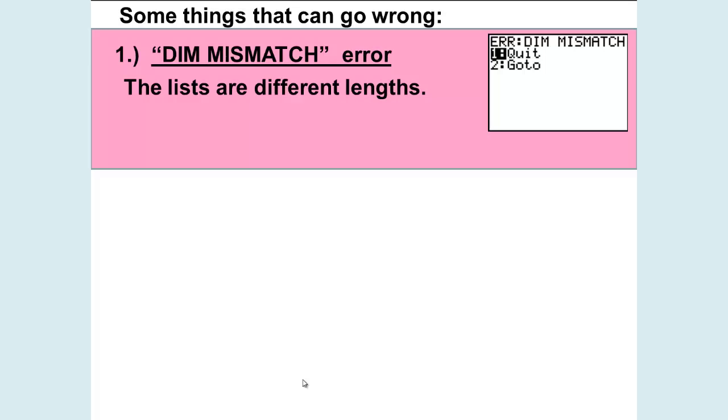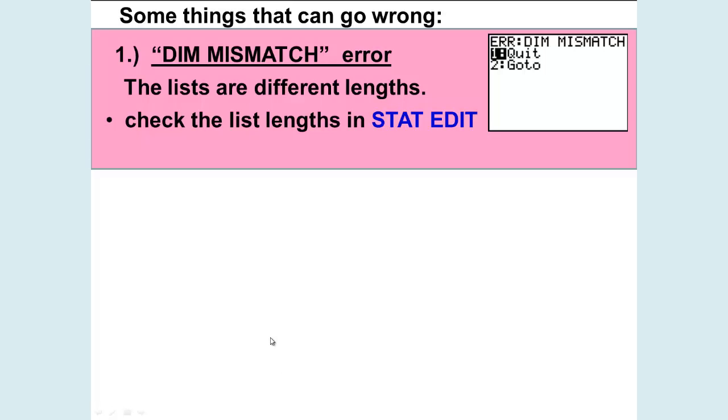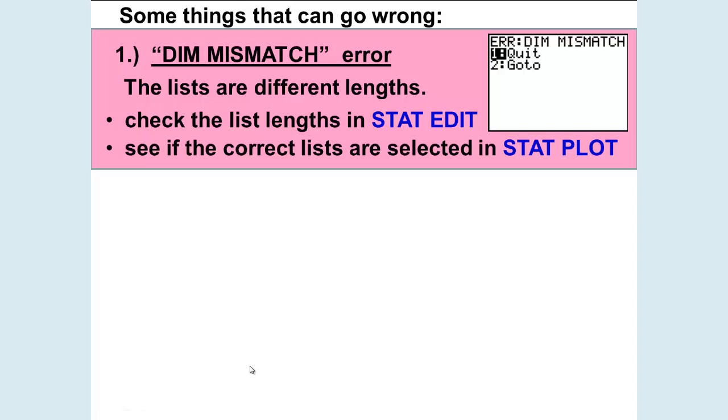One is that the lists are different lengths, and so when you see that, go and check your list under Stat and Edit and make sure that you've inputted the numbers correctly and that they're the same exact length. And the other problem could be that you've put your list in like list 2 and list 3, and it was trying to do the linear regression on list 1 and list 2. So the other thing is to check to make sure the correct lists are selected in your stat plot, because that's a dimension mismatch. That's where it's trying to plot or calculate on things that aren't the right size or matched up correctly.